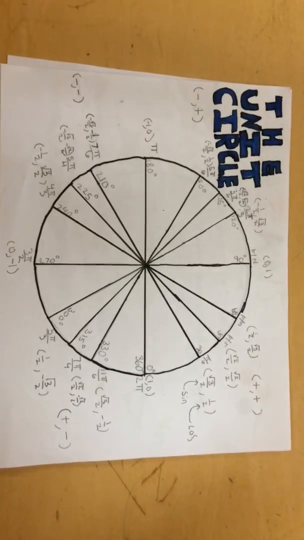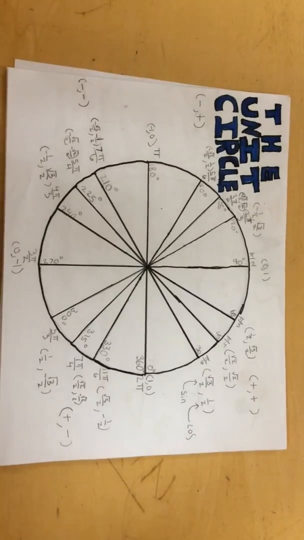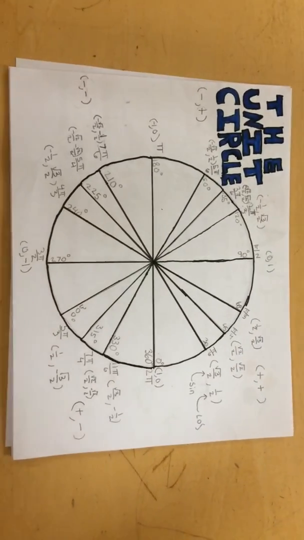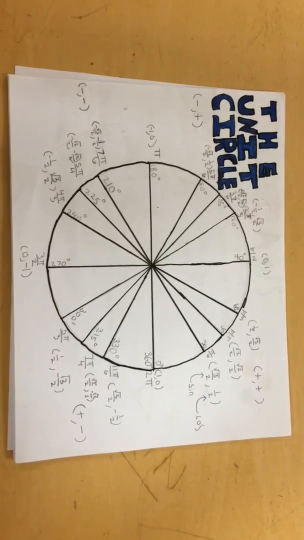Reference angles are how many degrees from the closest x-axis you are. They are always less than or equal to 90 degrees. For example, the reference angle for 120 degrees is 60 degrees.